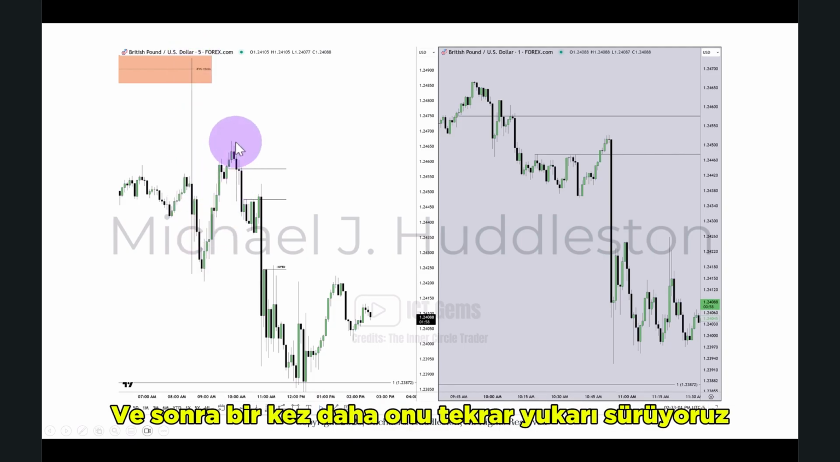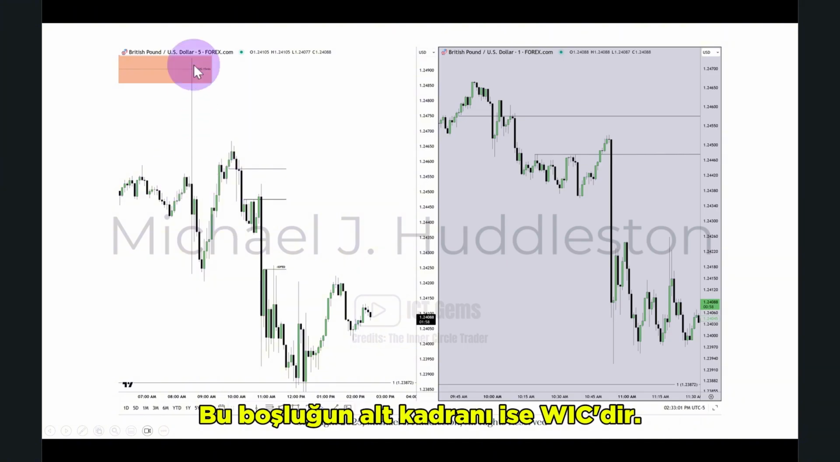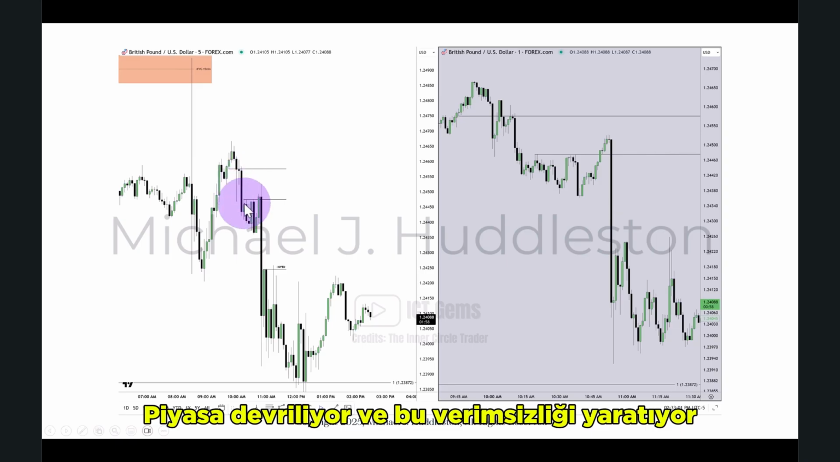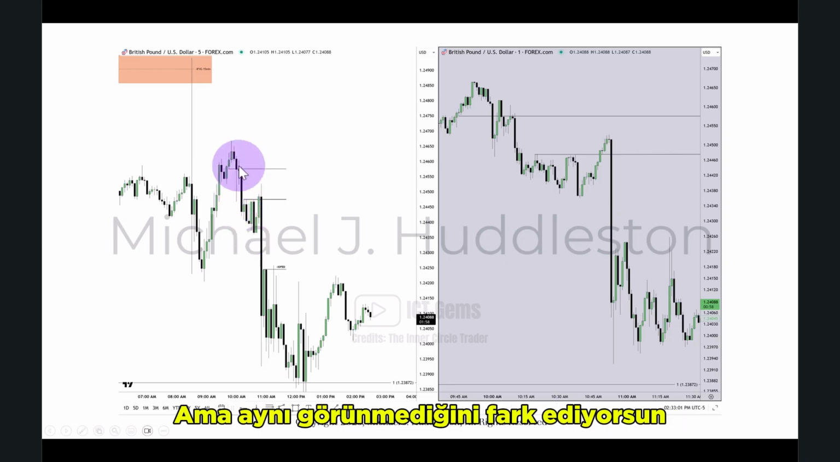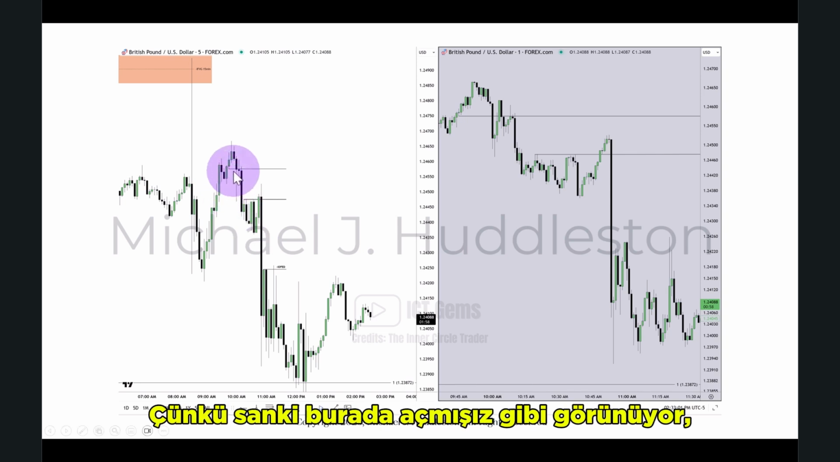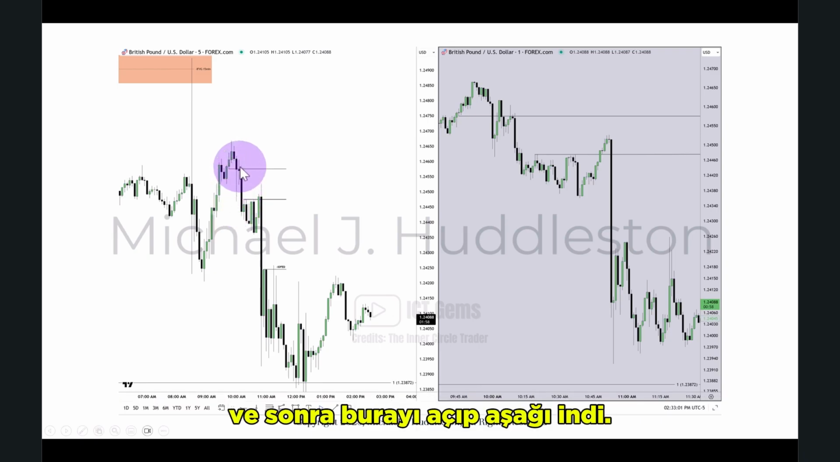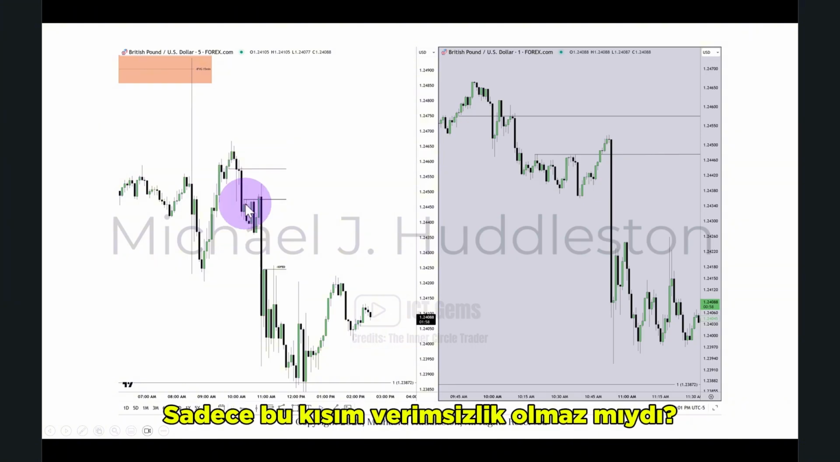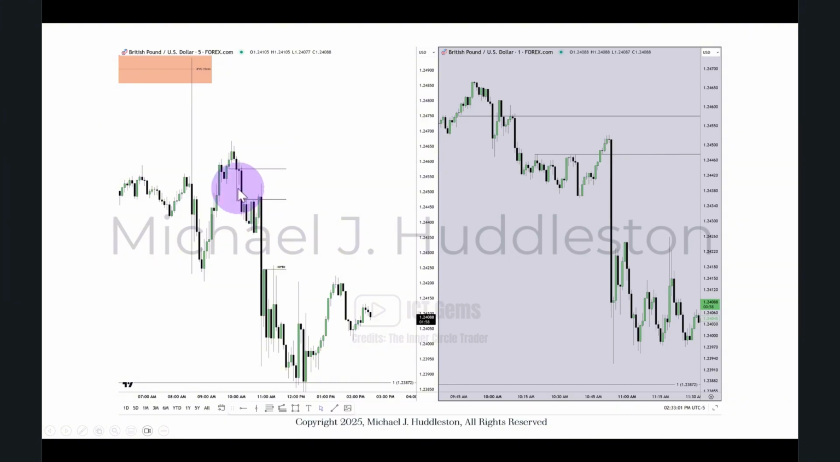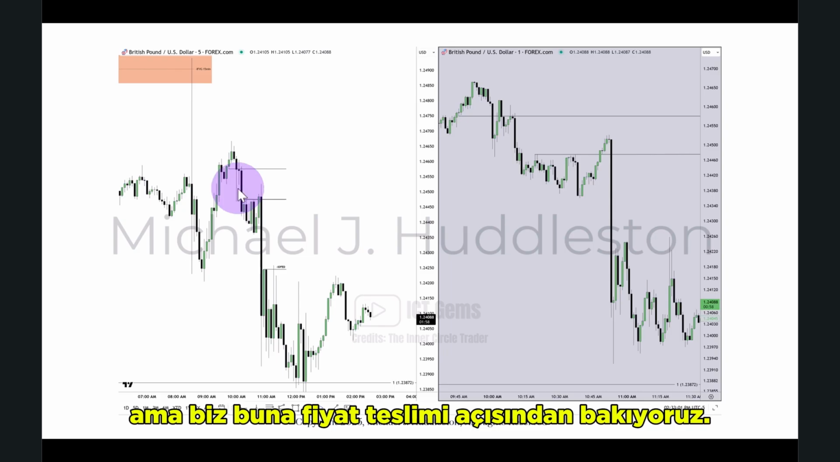And then one more time, we drive right back up into the lower quadrant of this gap, which is the wick. The market rolls over and creates this inefficiency on the 15-minute time frame. But you notice that it doesn't look the same as it did on the 15-minute time frame, because it looks like we opened here, traded down, then opened here, went down a little bit, and then opened here and went down. So how's that an inefficiency here? Wouldn't it just be this portion as the inefficiency? Well, on the 5-minute chart it is, but we're looking at it from a price delivery continuum.